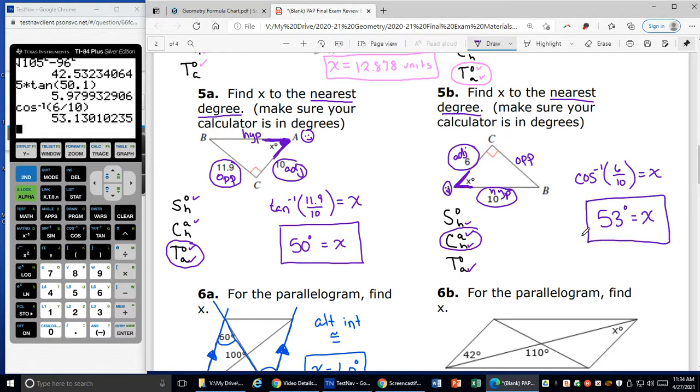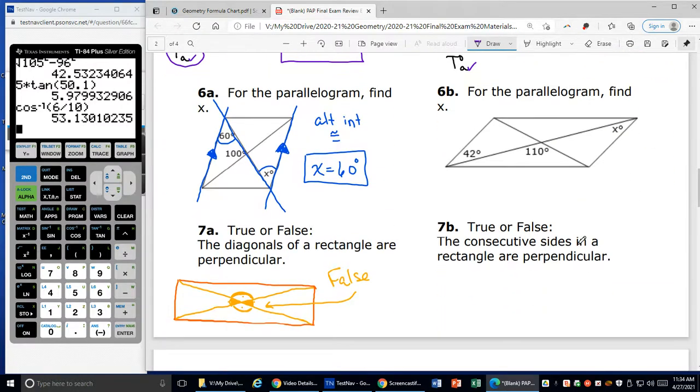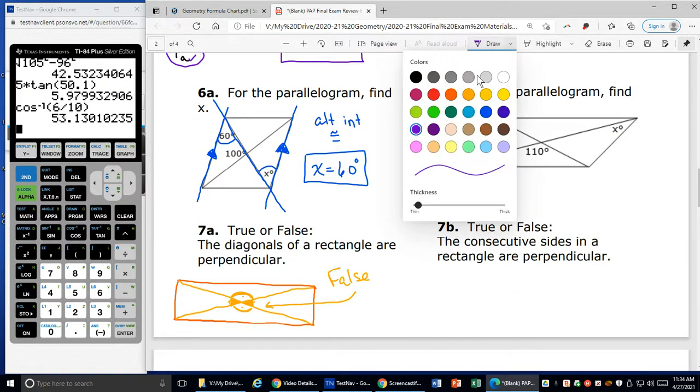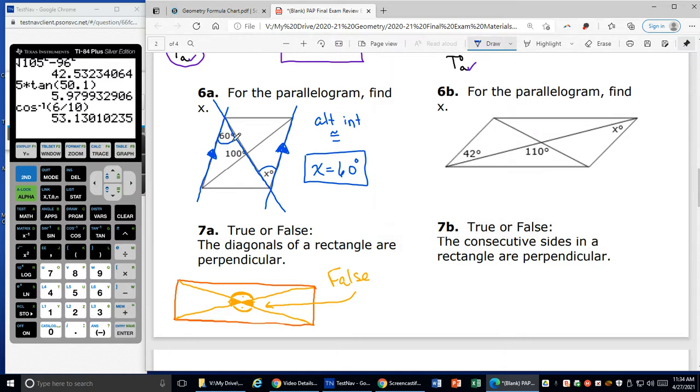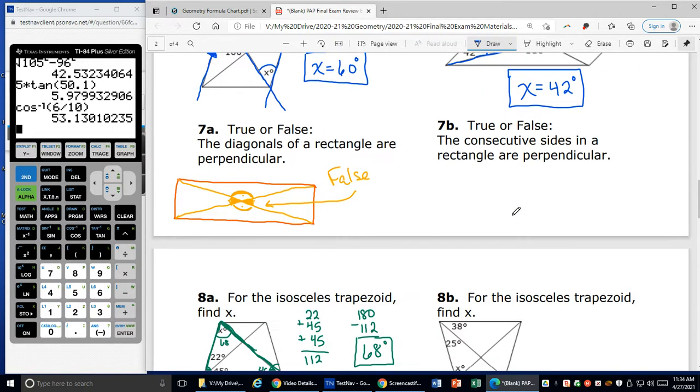Okay, let's look at 6b. If I look at 6a for comparison, I can see we use the idea of alternate interior angles being congruent. So let's see if I know the alternate interior angle to x. If I come across this transversal, the alternate side is 42. So yes, x equals 42 degrees. Easy peasy. All right, let's look at 7b.